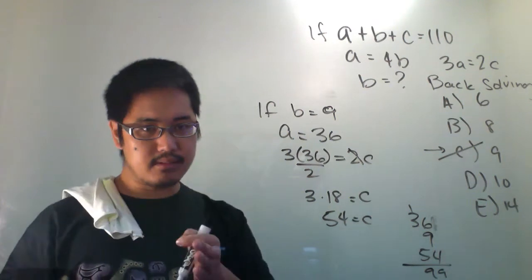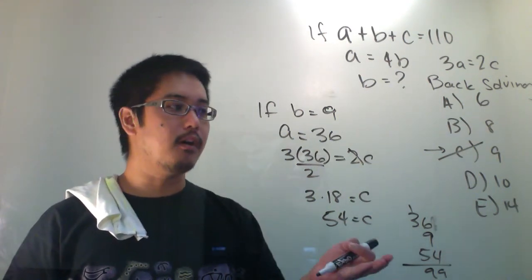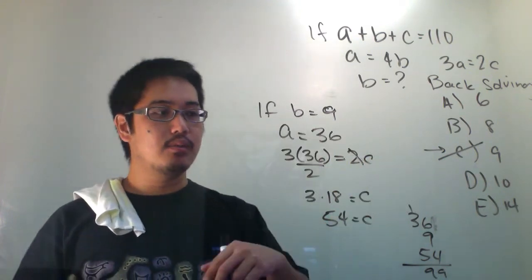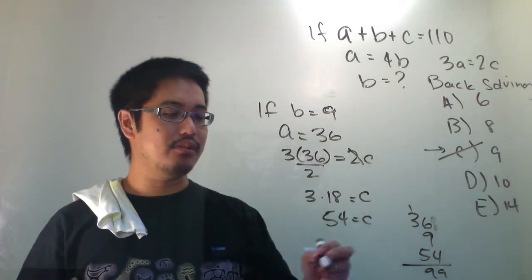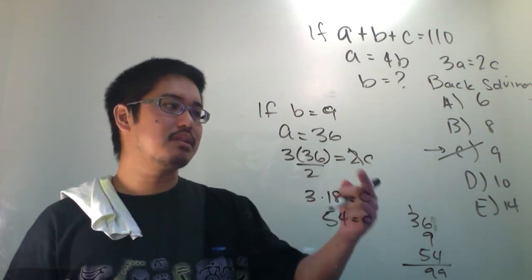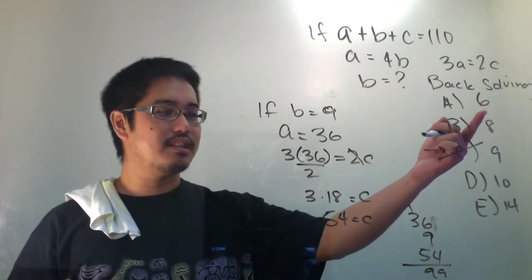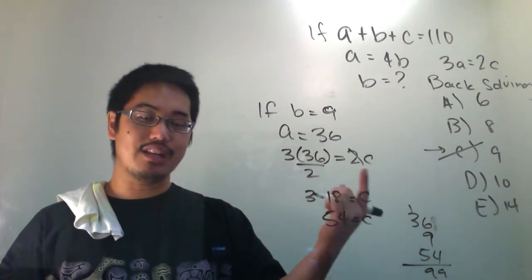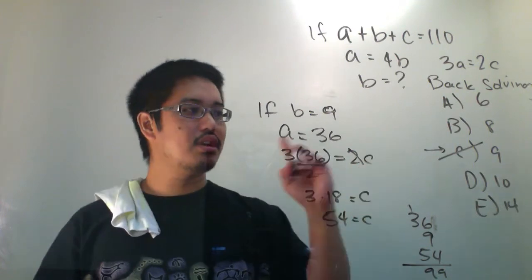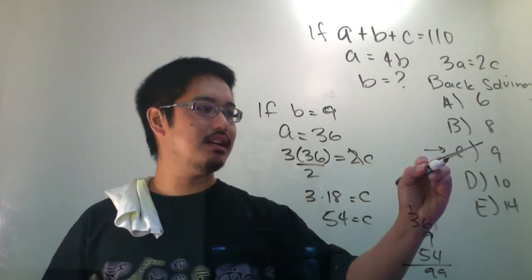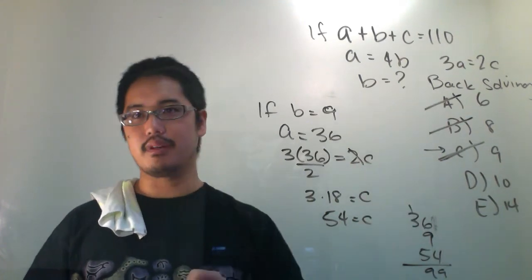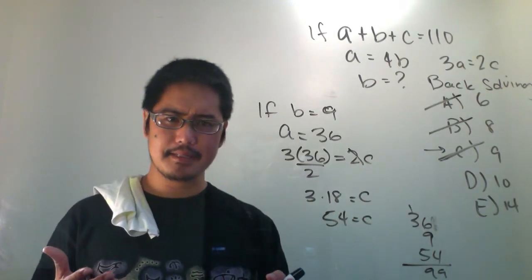But since our answer is too small, I would argue that plugging in a smaller b would give you an even smaller value. You wouldn't get to 110. If you plug in 6, you wouldn't even get 99. You would get like, I don't know, 80 something or 70 something. So not only can you eliminate C, but since C was too small, there's no point in trying the other small numbers. Does that make sense?